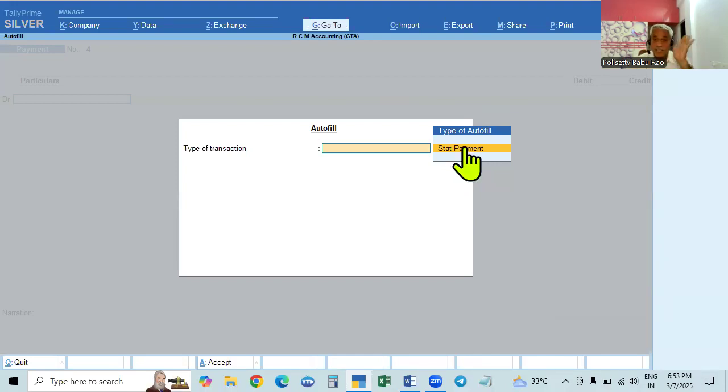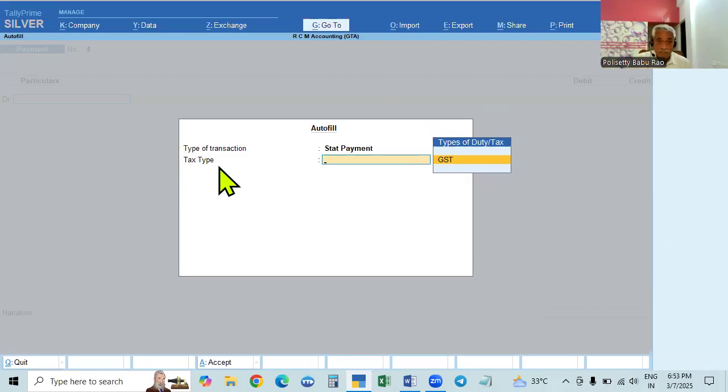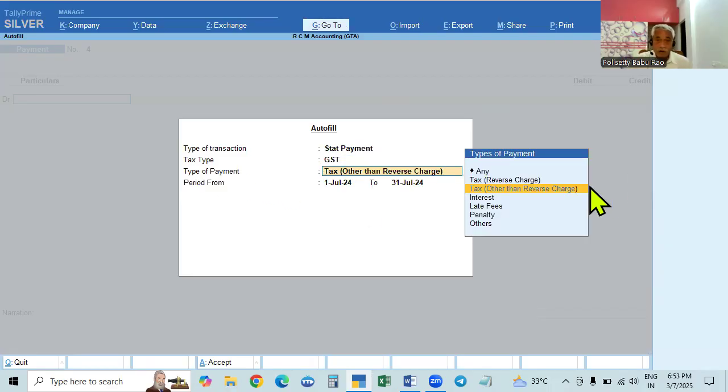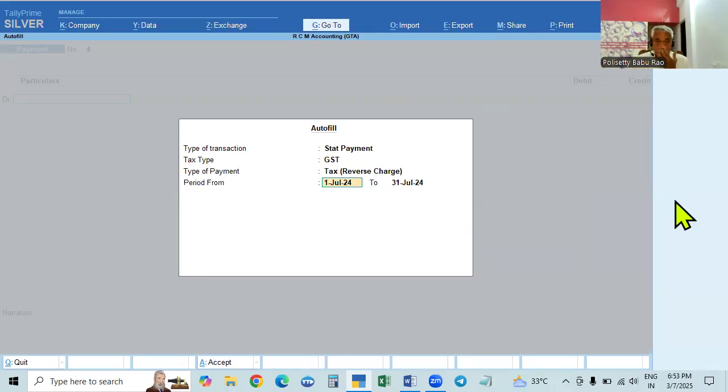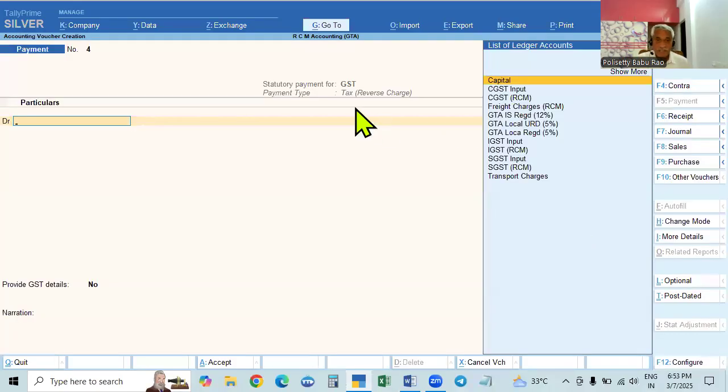Statutory payment is the payment related to the act. And then what is the tax you are paying? GST. And what are you paying, whether other than reverse charge or reverse charge? We are paying reverse charge, so select reverse charge. And what is the period? 1 July to 31 July. So see, statutory payment for GST, payment type, tax, reverse charge.